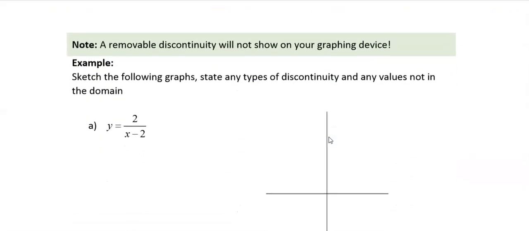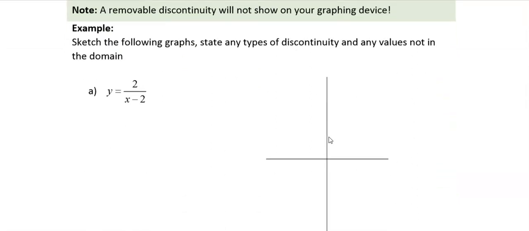On the next page, now all they're asking you to do here is sketch the following graphs, state any types of discontinuity, and any values that are not in the domain. Well, you can just go on to desmos.com if you like and try these. This first function is a rational function, and you can clearly see that x is not allowed to equal 2. 2 must be excluded from your domain.